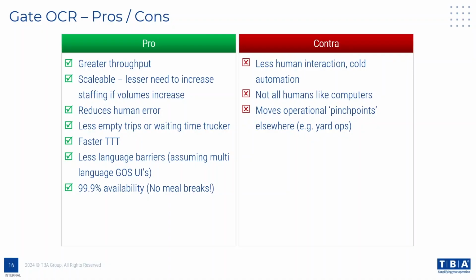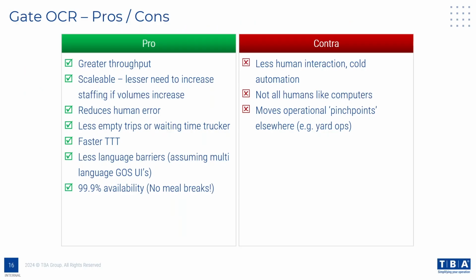Another benefit is language barriers. When you've got a lot of human interaction at a gate, likelihood is you're going to see multinationals driving the trucks. Language barriers can be a problem, especially in European terminals. So having a multi-language user interface on such a system will largely overcome that. And then availability. The OCR doesn't go on a meal break. It's there 24 hours a day. So something else that you're taking out of the equation.